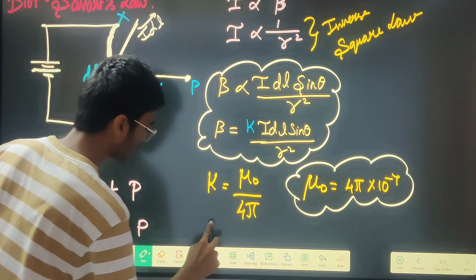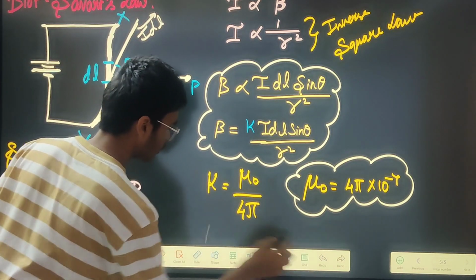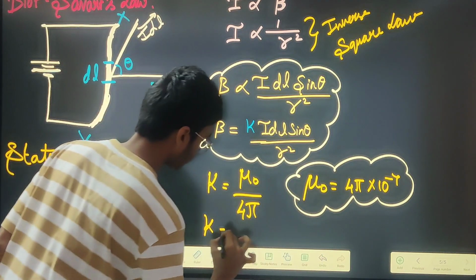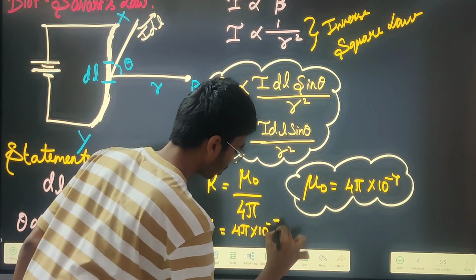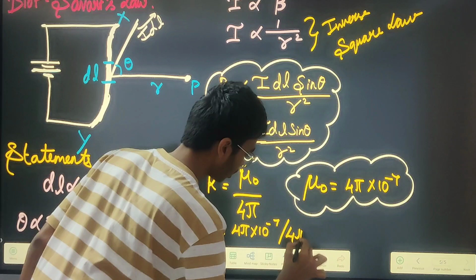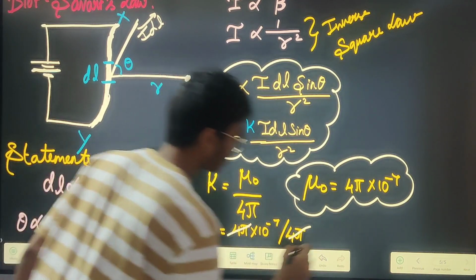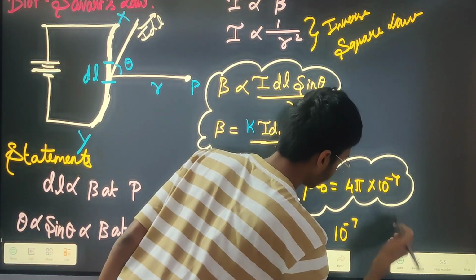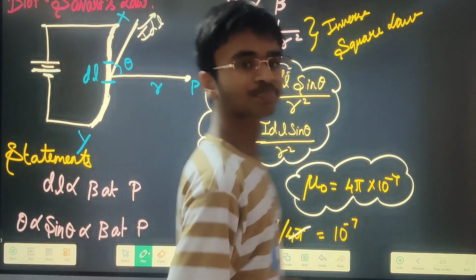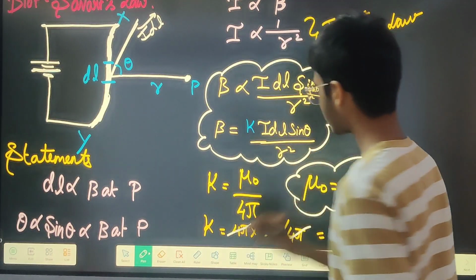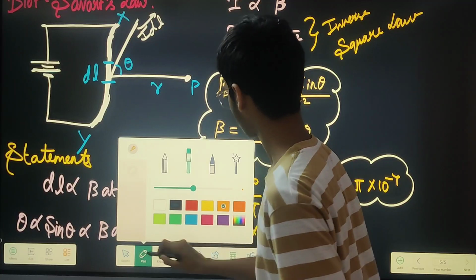So k is equal to 4 pi into 10 to the power of minus 7, whole divided by 4 pi. The 4 pi can be cancelled, so you can write that k is equal to 10 to the power of minus 7 in air. In air it is equal to 10 to the power of minus 7, and it is similar in other mediums.